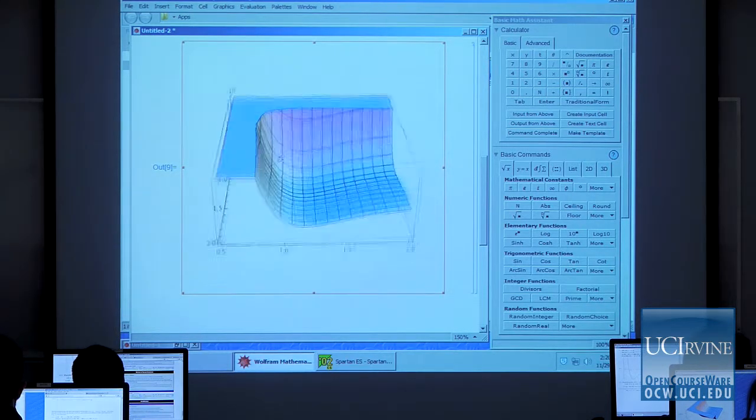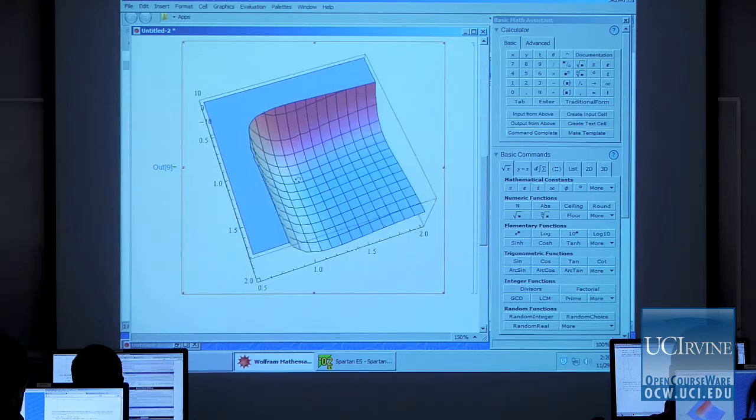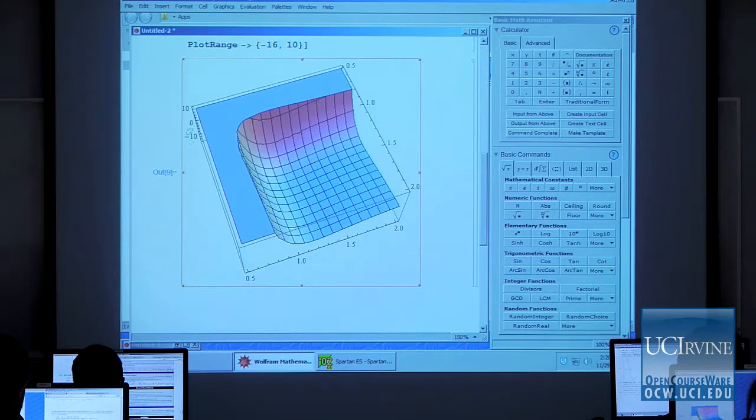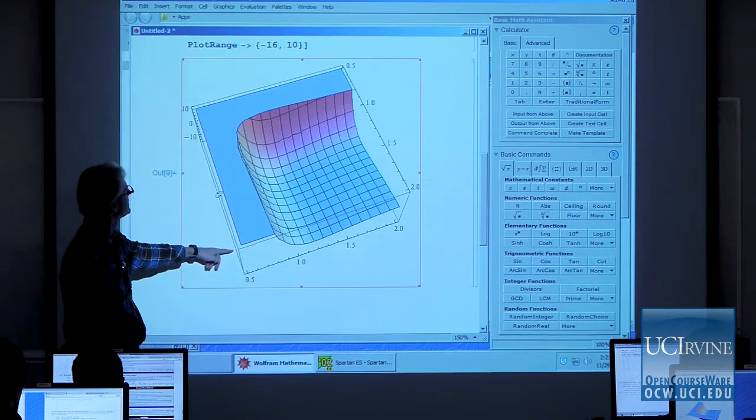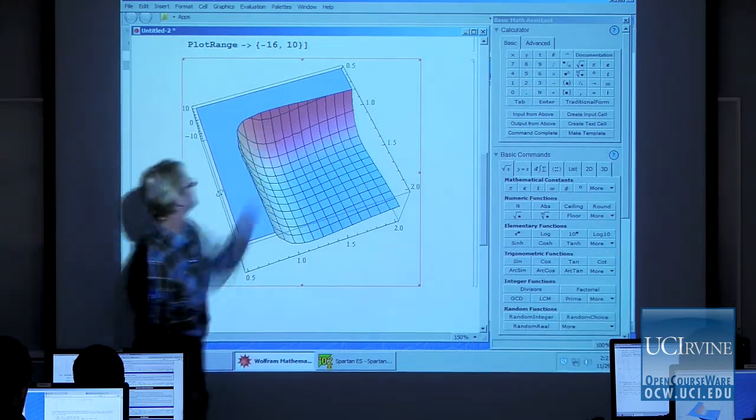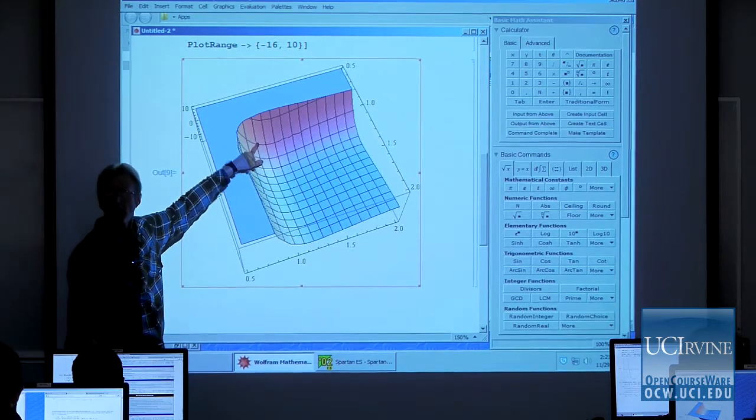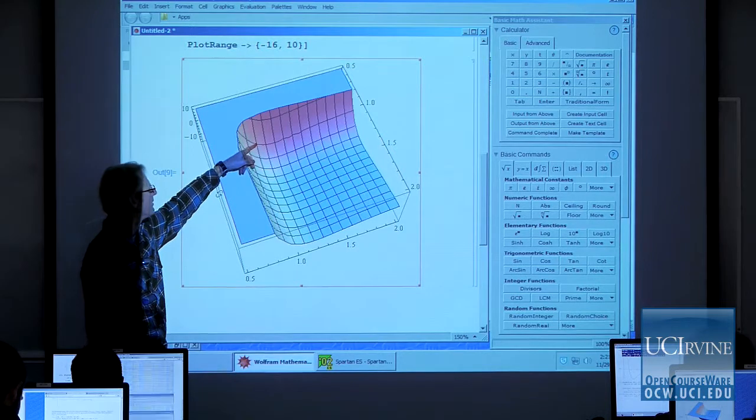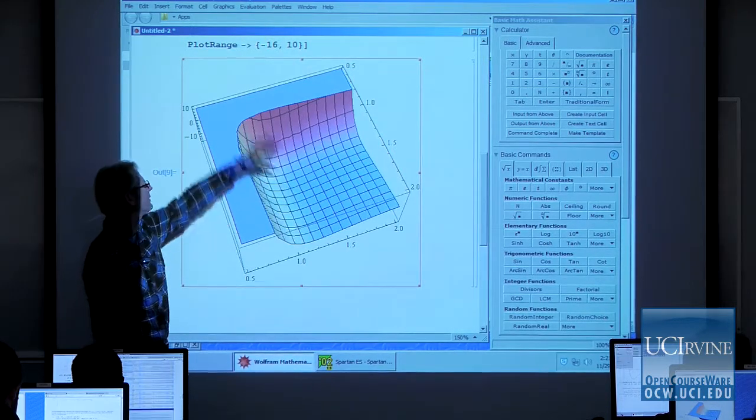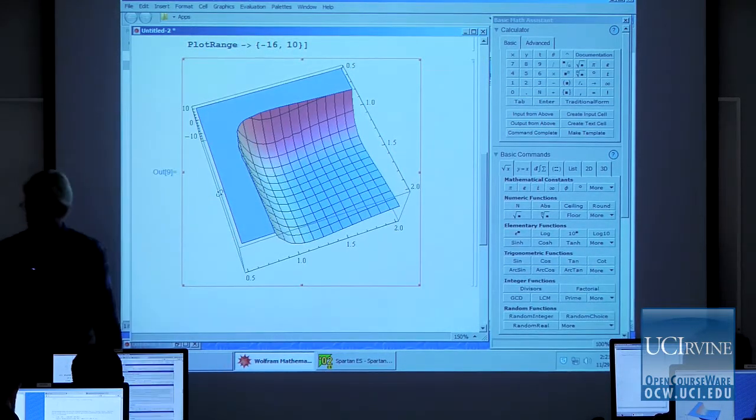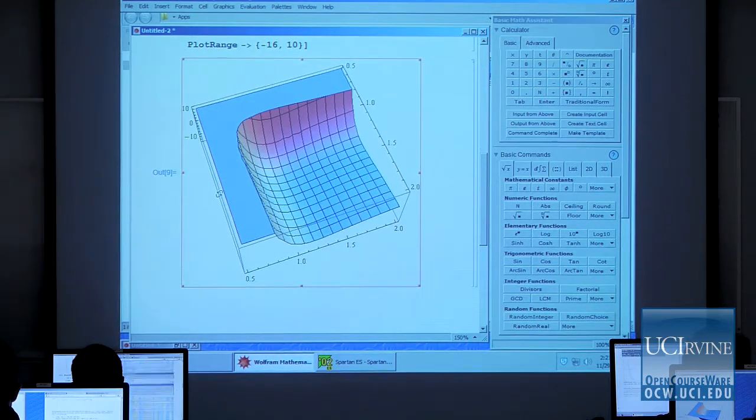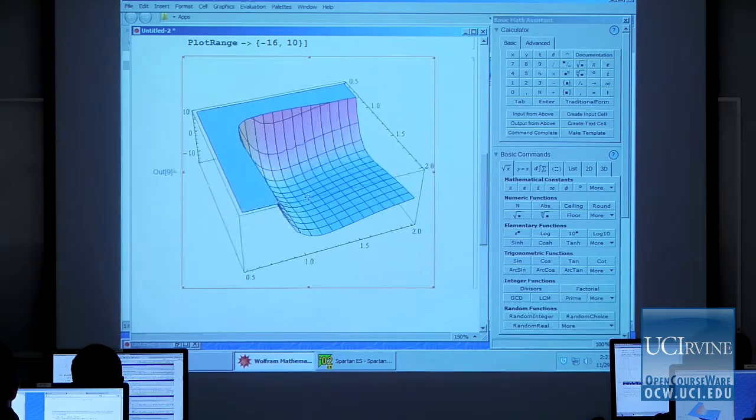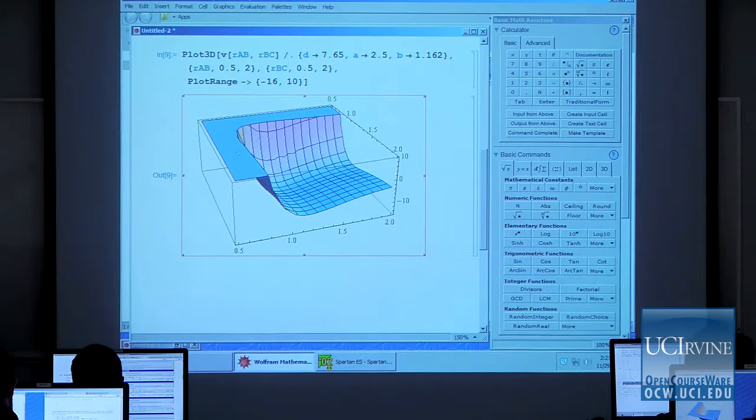So here now is a plot of the potential energy as a function of two of these coordinates. One of the bond lengths is along this axis and the other one's along this axis. There's a minimum where both RAB and RBC are at their equilibrium values, and then the energy increases as you move away from the equilibrium value. Okay? And it got cut off here because I set the plot range to go only up to 10.